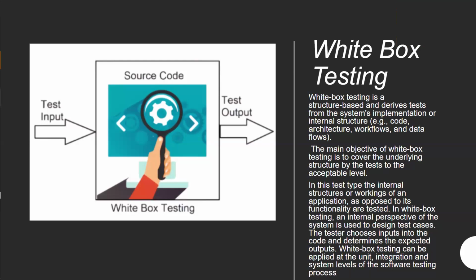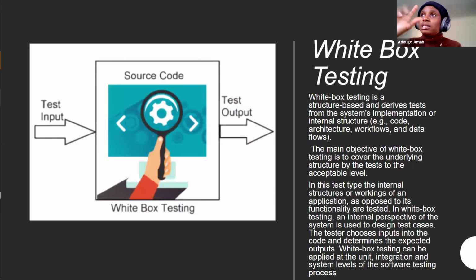So as a manual tester, we can't carry out this white box testing. It's for developers or QA people that know how to code, like in automation testing. Like I said, it can be applied at the unit, integration, system levels and all that. So basically, they'll be testing the behind the scenes.